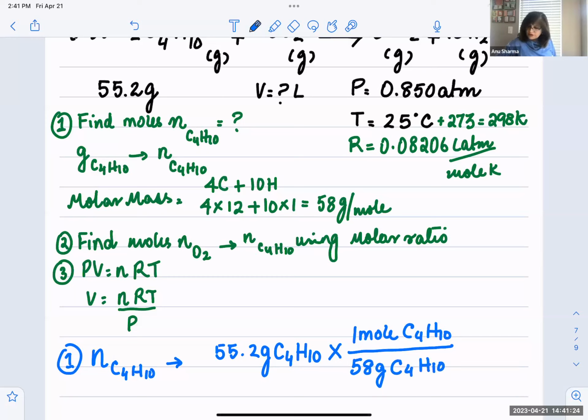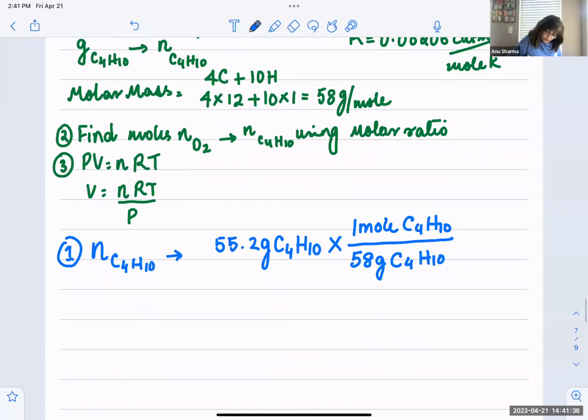Okay, so let's do this. 55.2 divided by 58, and that gives you 0.951 moles. So the moles of C4H10 is equal to 0.951 moles. Okay, next you are going to convert it into the moles of oxygen.